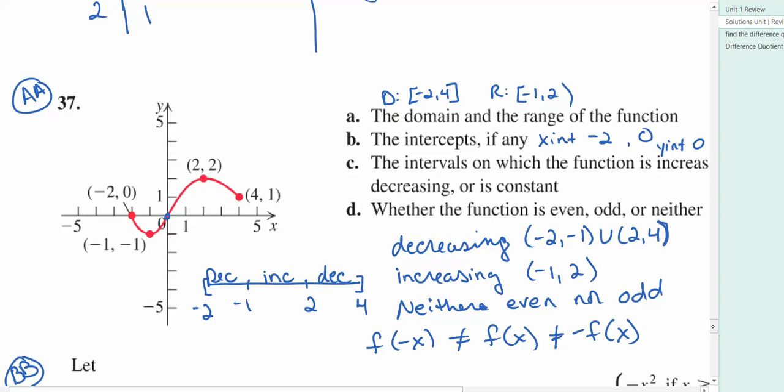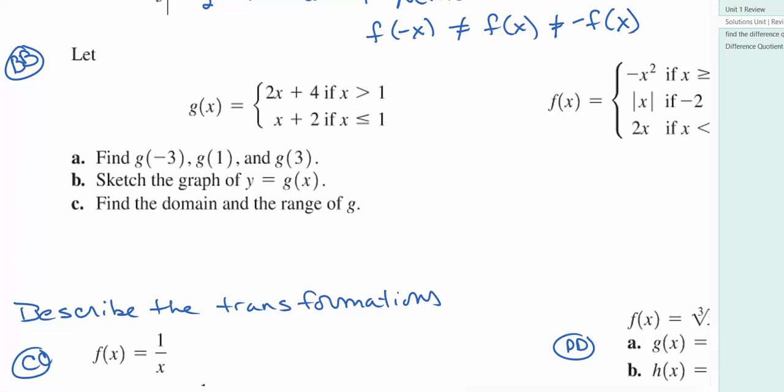Okay, on B, what we want to do is figure out what kind of behavior this piecewise function has. So first you test for when g is negative 3, which of these two equations will we go into? We'll go into the second equation because that second equation is what we would use when we have an x value less than or equal to 1, and negative 3 is less than or equal to 1. So g of negative 3 is going to equal negative 3 plus 2, or negative 1. Now g of 1, you'll use the same equation because this equation holds for when x is less than or equal to 1. So it's going to be 1 plus 2, which is 3.